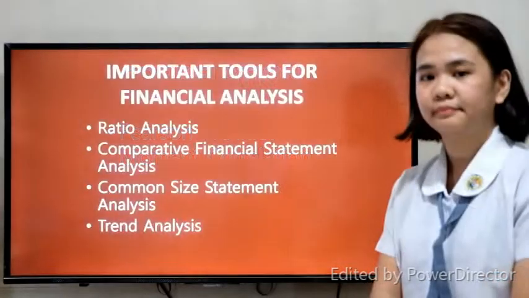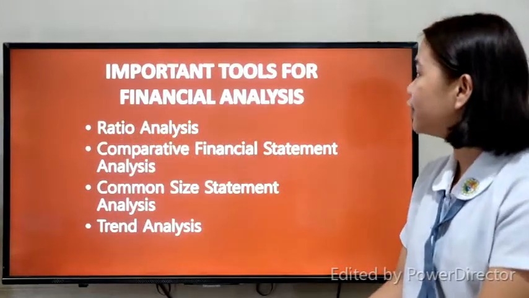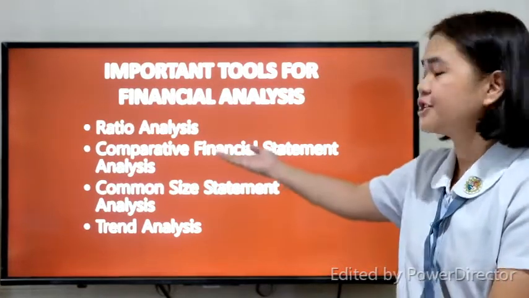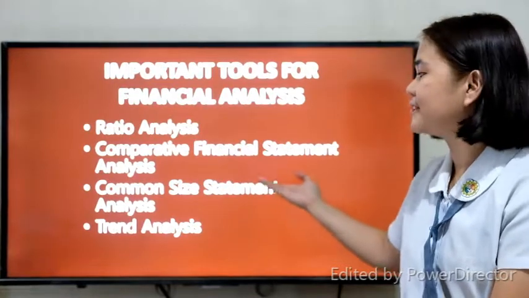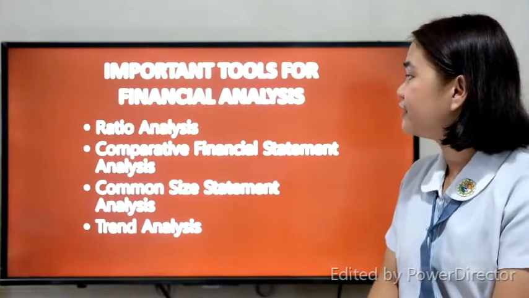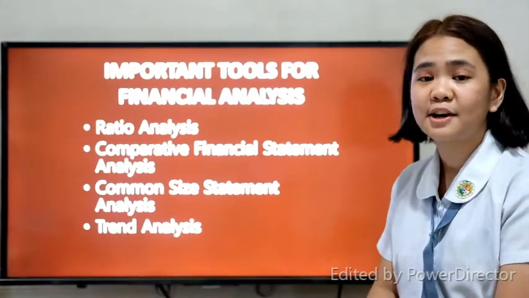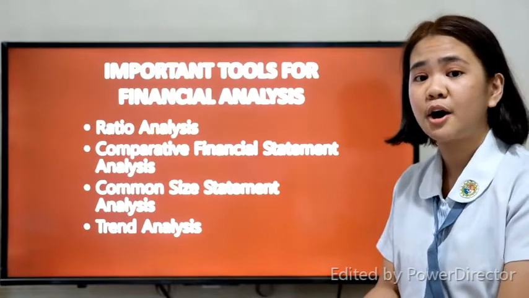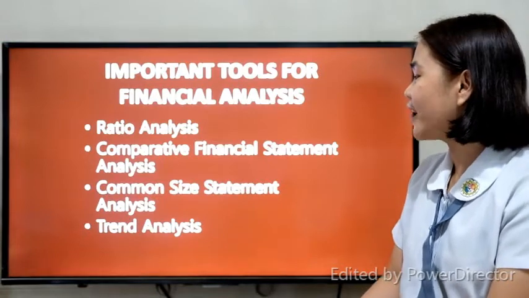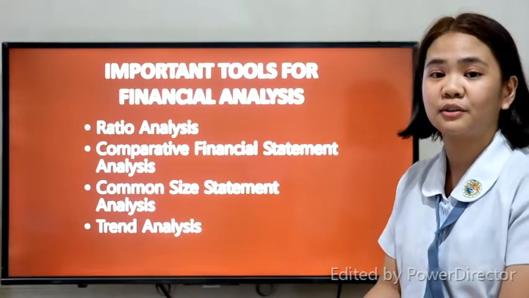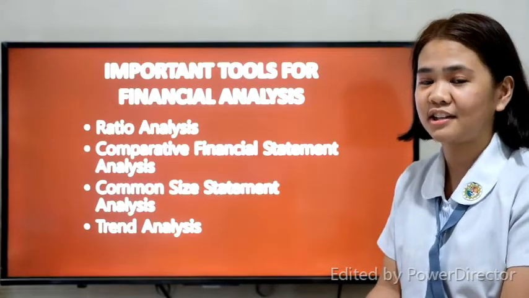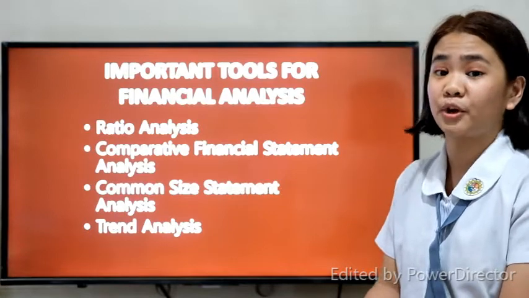Lastly, we have the important tools for financial analysis, which are divided into four groups: the ratio analysis, comparative financial statement analysis, the common size statement analysis, and the trend analysis. For the ratio analysis, we are all familiar with this, as it consists of the liquidity ratio, profitability ratio, and solvency ratio. Next, the comparative financial statement analysis, which is also called the horizontal analysis. From the name itself, it is the comparison of horizontal financial information over a series of reporting periods.